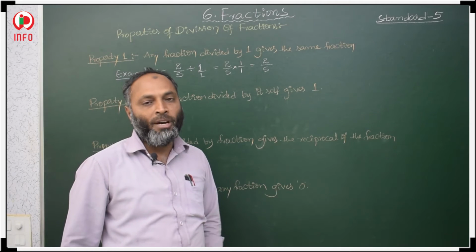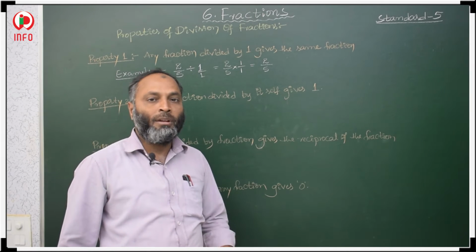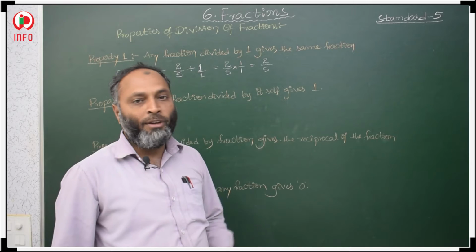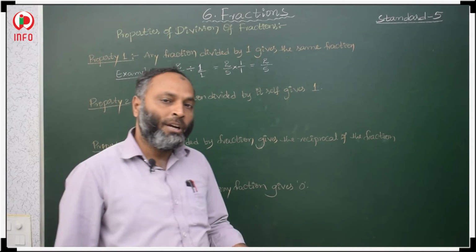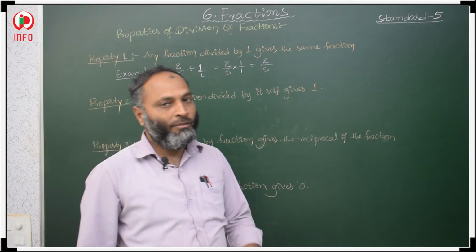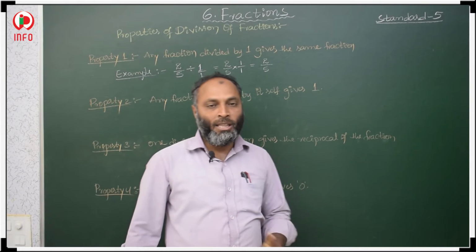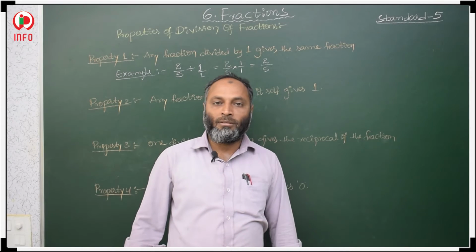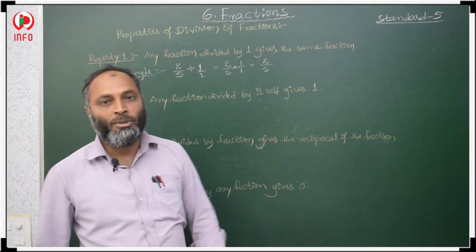Suppose 10 by 5 divided by 1, it is 10 by 5 only. 1 by 2 divided by 1 is 1 by 2 only. 10 by 7 divided by 1 is 10 by 7 only. If any fraction is divided by 1, then we will get the same fraction. Okay, this is our first property.